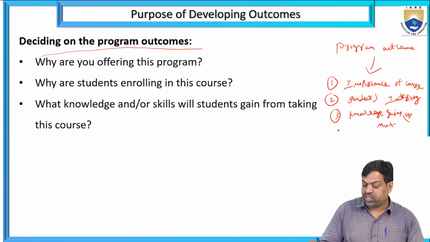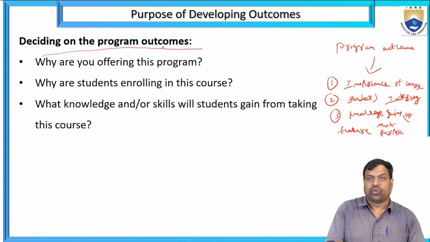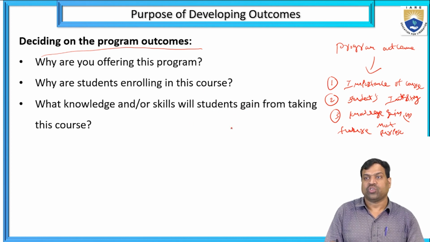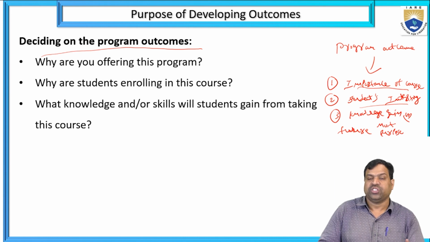Knowledge gain or not, that is the future purpose. So when we are offering a program, what is the use of that program? How are the students enrolling in that course? How is it helpful? The students gain from taking the course. How much knowledge are they getting from it? That is the importance of the course. Student interest in the course, the knowledge gained, and the future purpose. Is the future purpose also important or not?